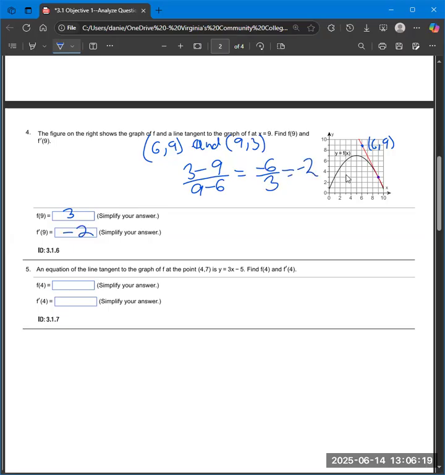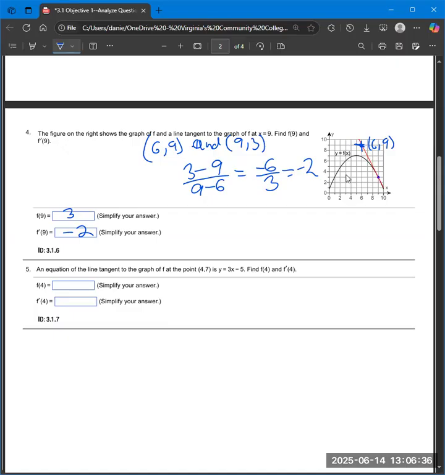So I didn't want to pick something where I wasn't really sure of the x and y coordinates. I picked another point where I was sure on the graph that was crossing through one of these grids right here, that it was exactly an x and a y value that I could pick off of there.